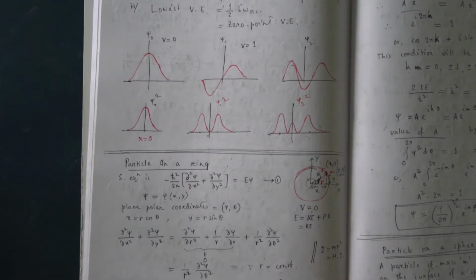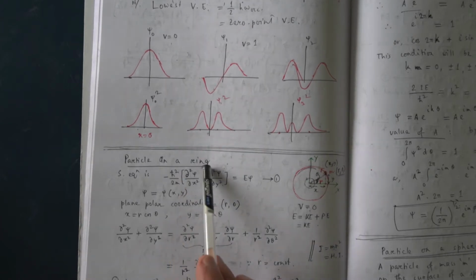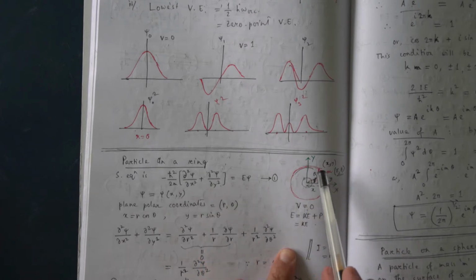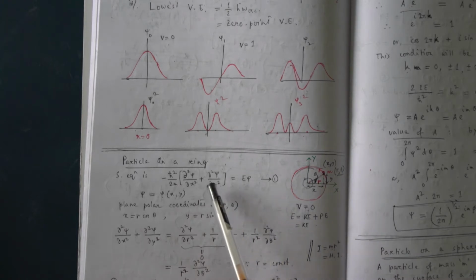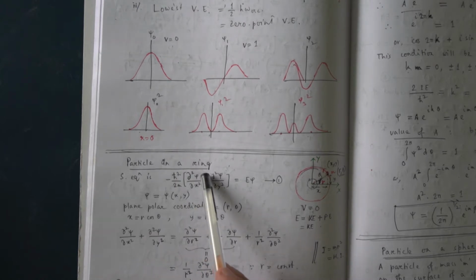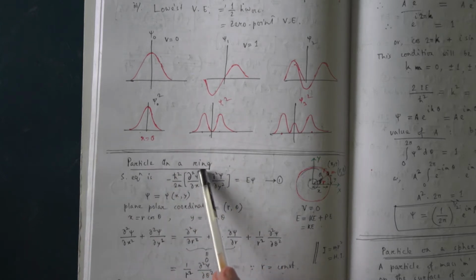Well, last time we discussed particle on a ring. That is two-dimensional rotational motion. Ring means it is a circle. Actually, this is not included in your syllabus, but in order to discuss the free axis rigid rotor, we have to discuss particle on a ring. That's why I have discussed it.